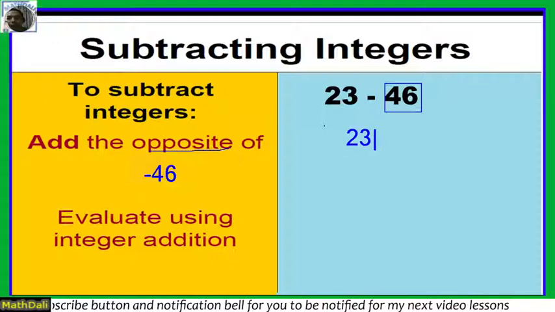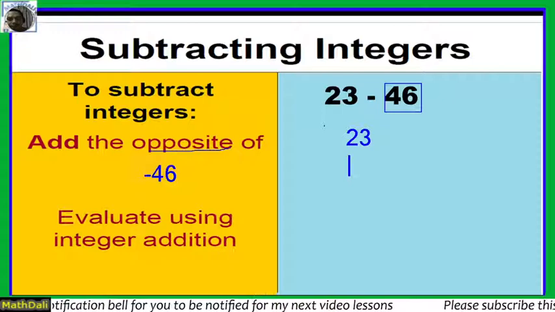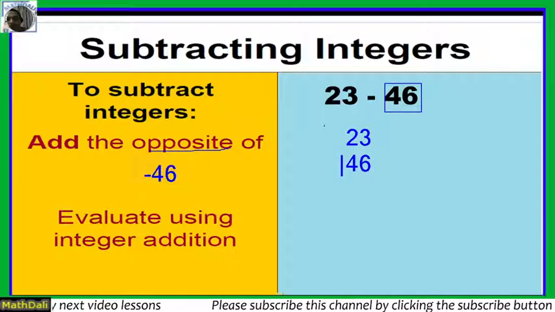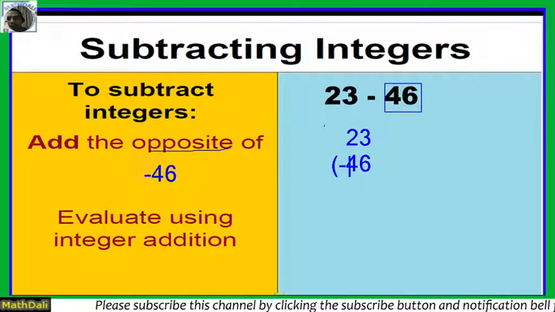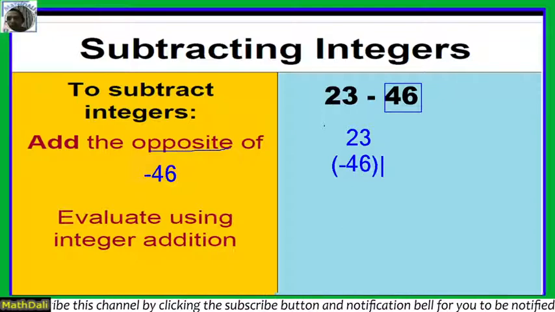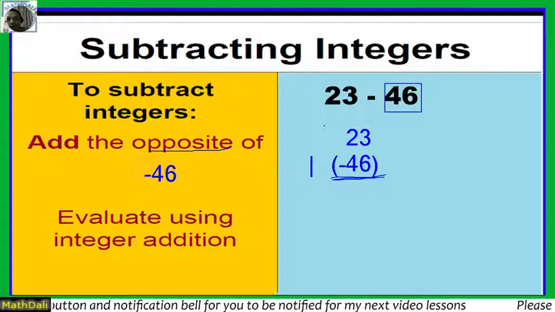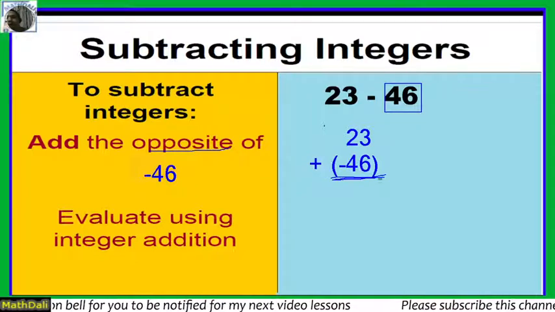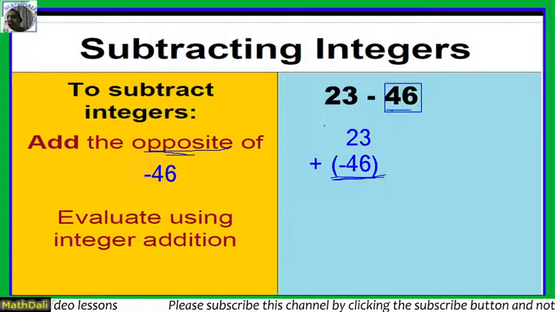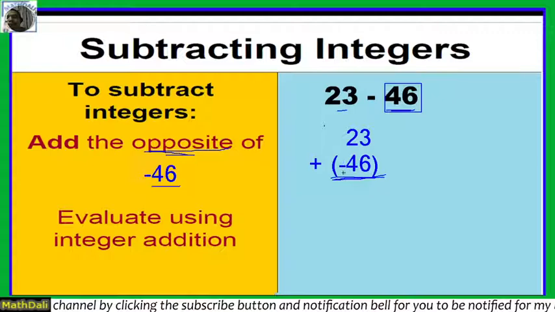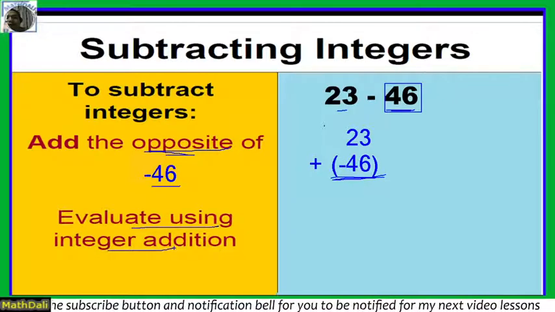And so we have 23 plus we have negative 46. Lagay ko lang dito yung negative. Ayan. Okay, so yan. 23 plus negative 46. So, ang inad natin dito yung opposite ng subtrahend. Ang opposite ng subtrahend natin ay negative 46. Yun yung inad natin sa 23. So, that will be equal to, okay, so, evaluate the integer addition. Okay, so, ibig sabihin yan, i-apply natin yung rule sa addition.